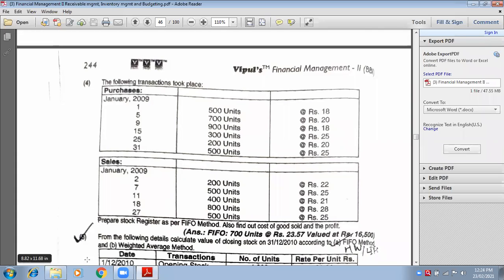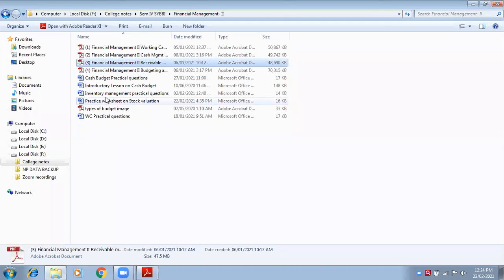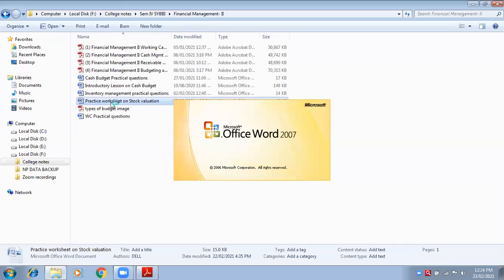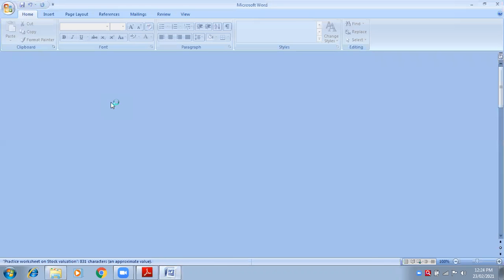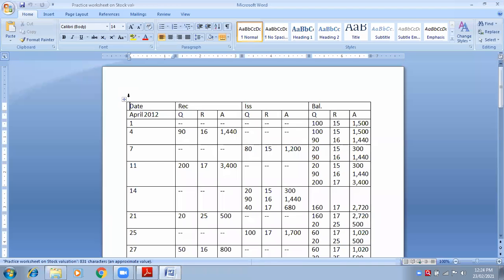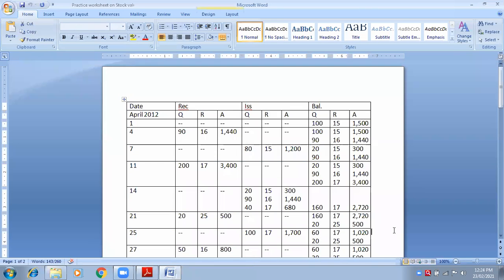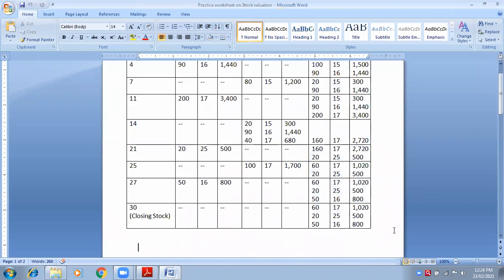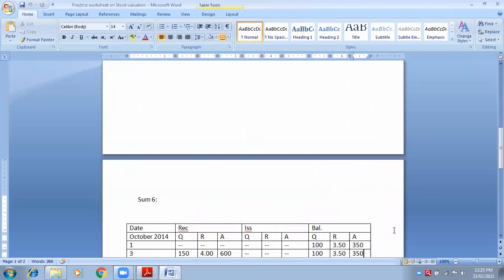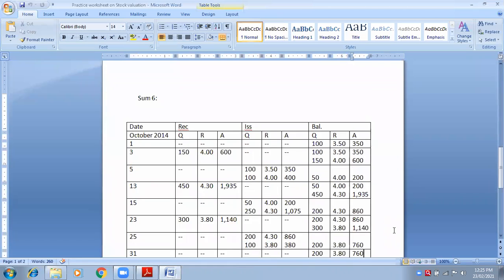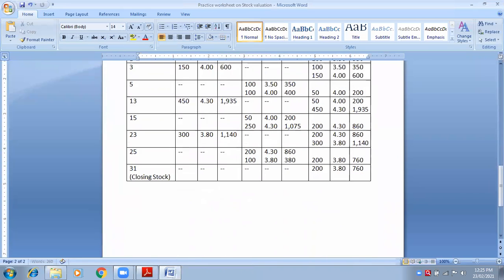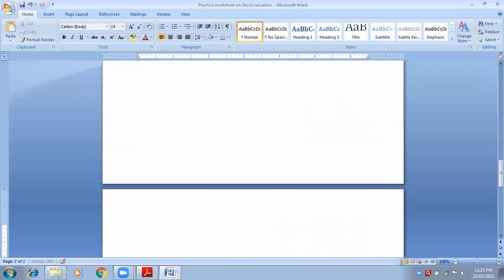So let's start. Write down sum number 4. Statement of stock ledger account. Done.